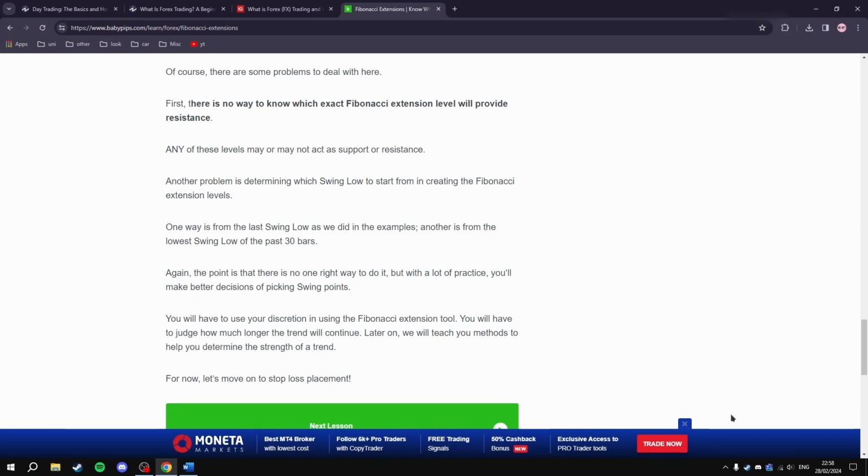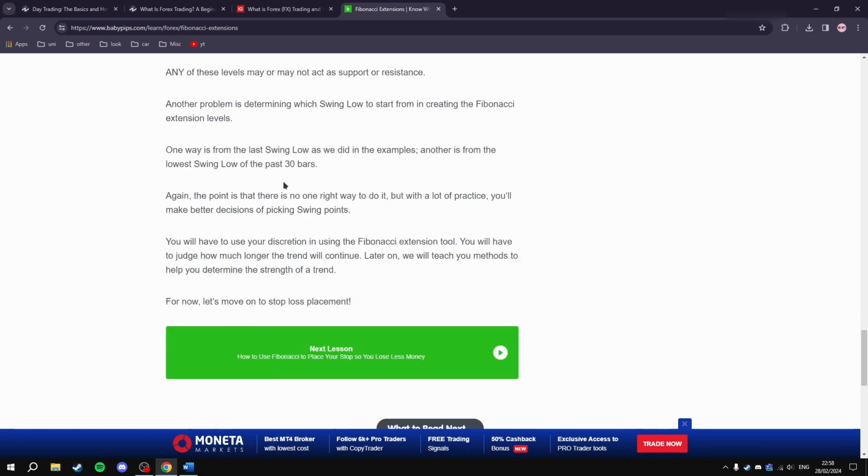You will have to use your discretion in using the Fibonacci extension tool. You will have to judge how much longer the trend will continue. Later on, we will teach you methods to help determine the strength of a trend. For now, let's move on to stop loss placement.